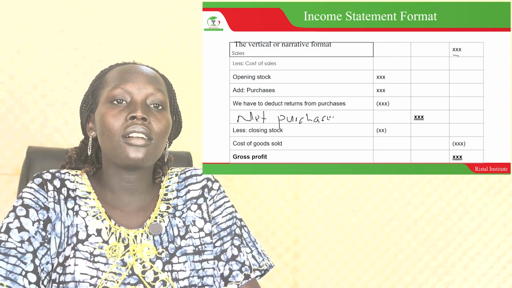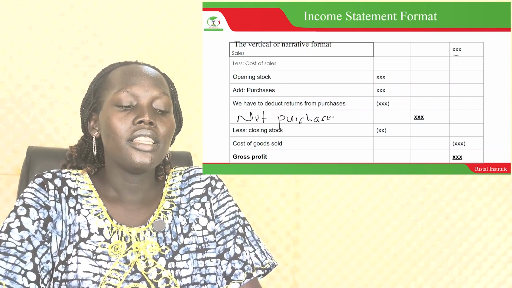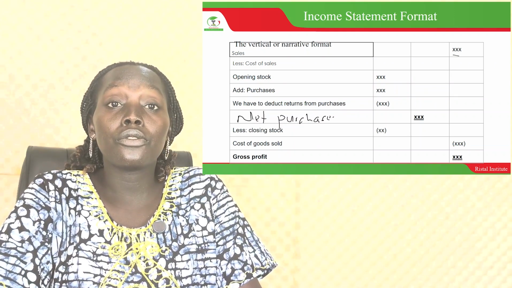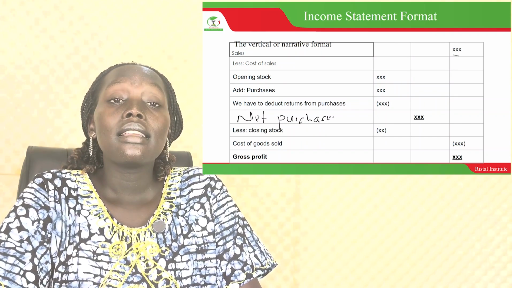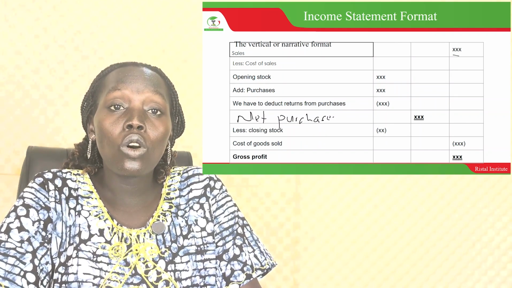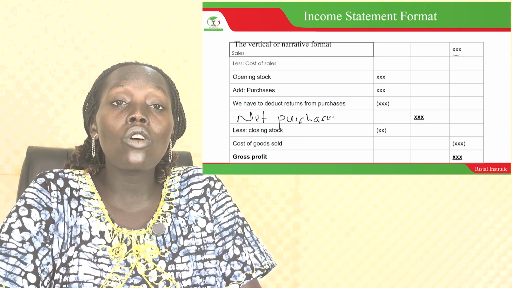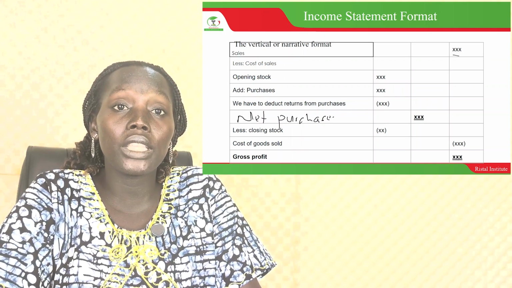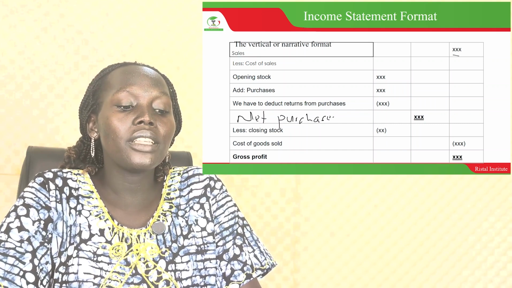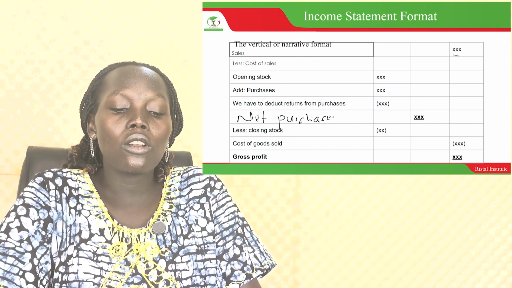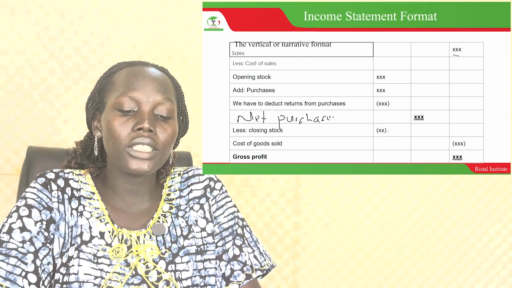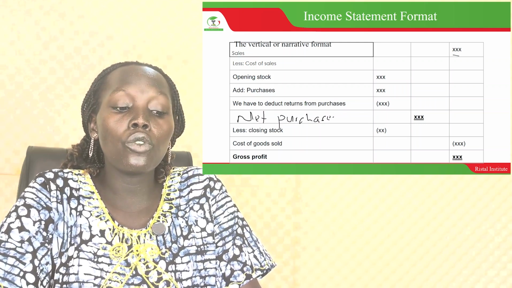After getting our net purchases, remember we want to get the cost of sales. So what we do now is we less our closing stock. At the end of the month, there is always that stock that you remain with. So after that, you less this closing stock to get the cost of goods sold.